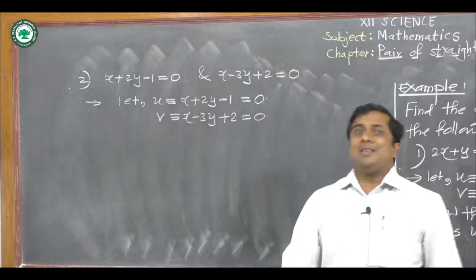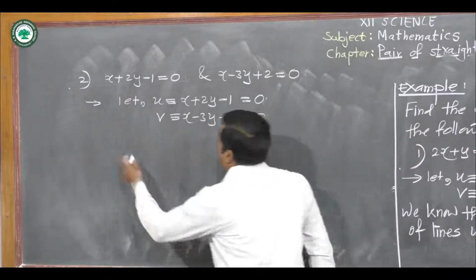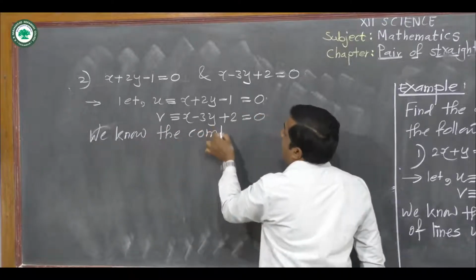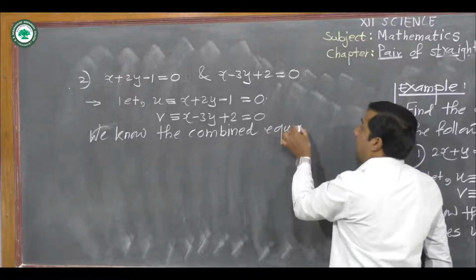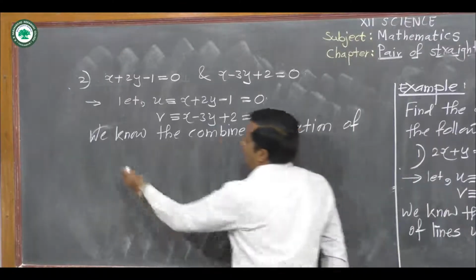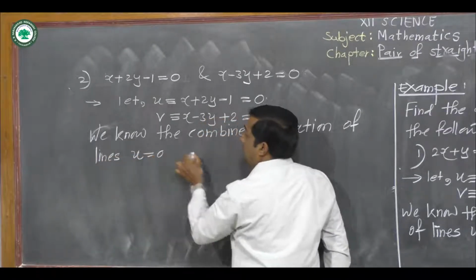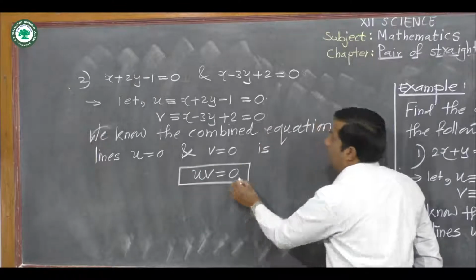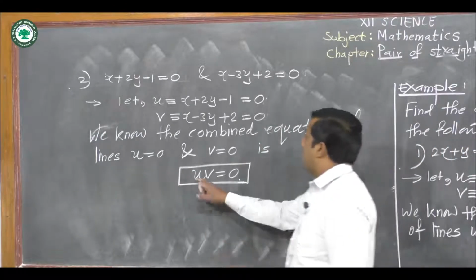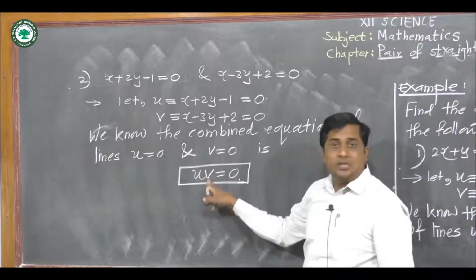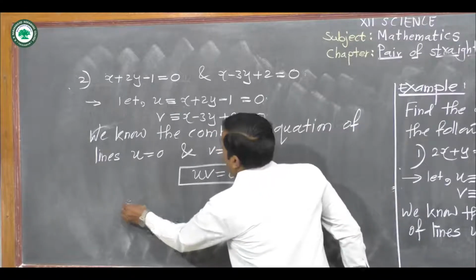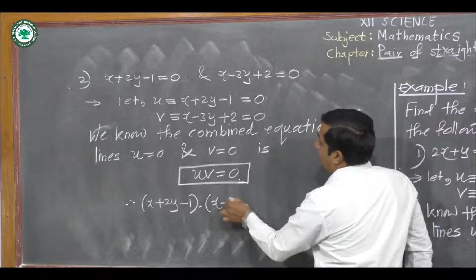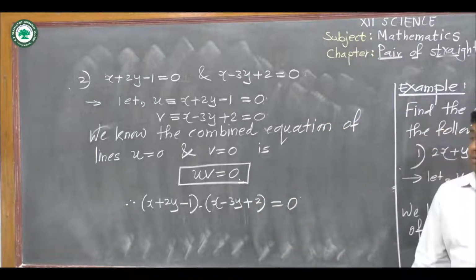Now we have to find the combined equation. Here we know the combined equation of lines u is equal to 0 and v is equal to 0 is u into v is equal to 0. We know this. Now we replace u by x plus 2y minus 1 and v by x minus 3y plus 2. So here we get x plus 2y minus 1 into, for v we consider x minus 3y plus 2, and this is equal to 0.